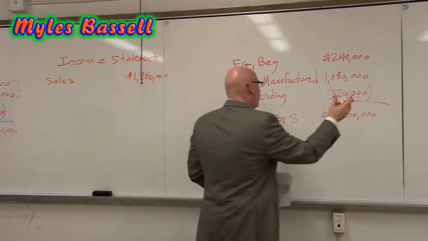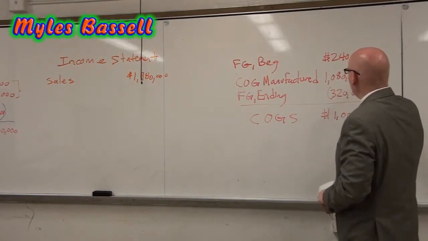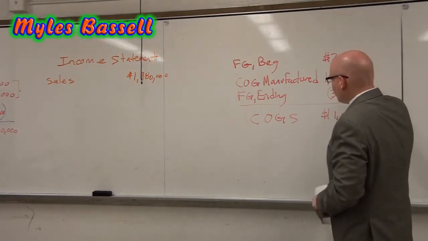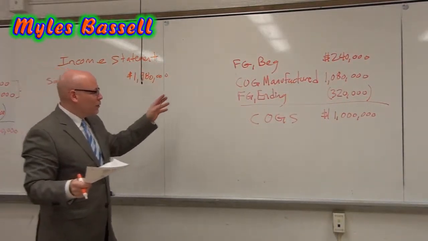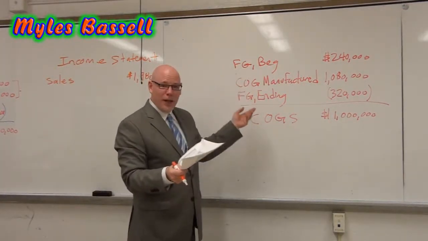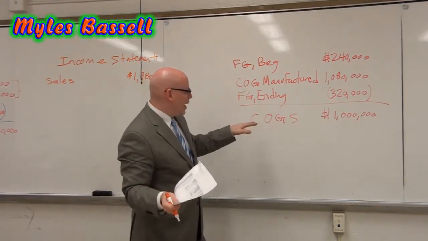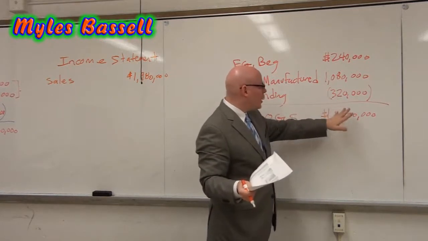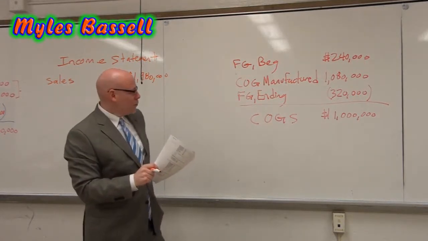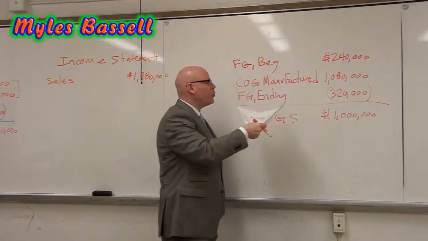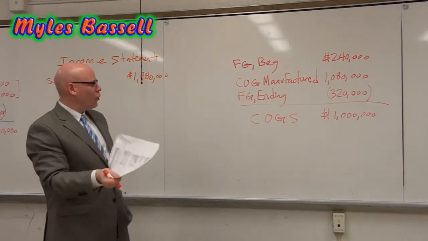So we find that we started with $240,000, and at the end we had $80,000 more teddy bears than we did at the beginning. That means that we didn't sell everything that we made. Isn't that what that means? And that's why the cost of goods sold is only $1 million, not $1,080,000. So this is the cost of goods manufactured. That's how much it cost us to make all the teddy bears that we made this period. But we didn't sell them all.